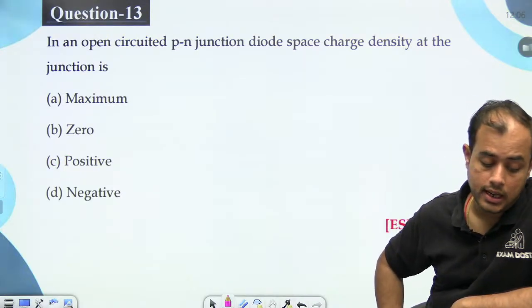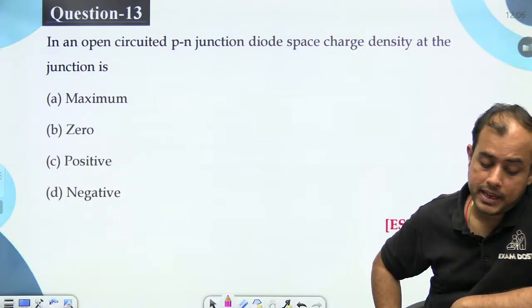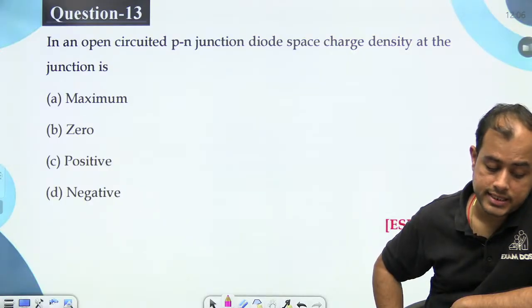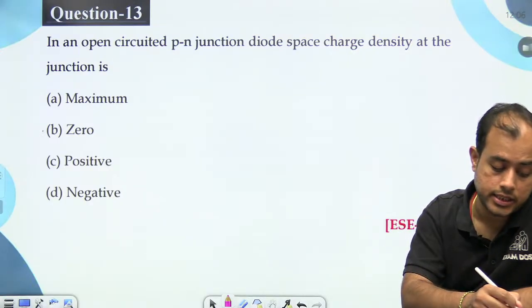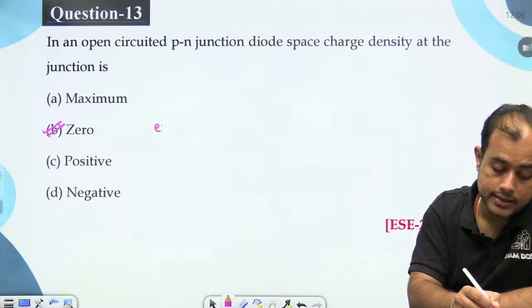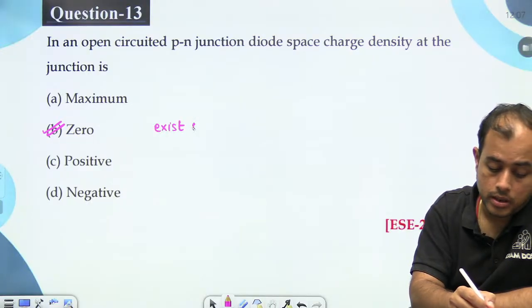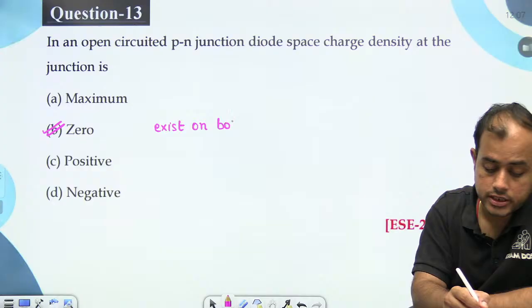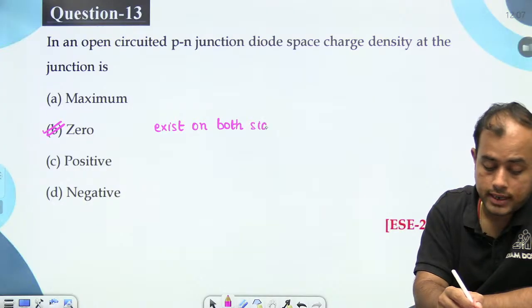ESE 2012. In an open circuited PN diode, the space charge density at the junction is 0. It exists on both sides of the junction, not at the junction.